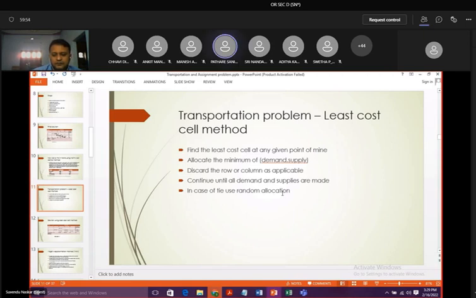Sir, will the answers differ based on which minimum value you took? Like if there are two cells where 3 is the minimum value and I start with one, will my answer differ from someone who started with another cell where 3 was the minimum value? Might change, yeah. We'll have to see based on the problem. Because you are just looking for a basic feasible solution and breaking the tie randomly. So there is a possibility the answer might change.